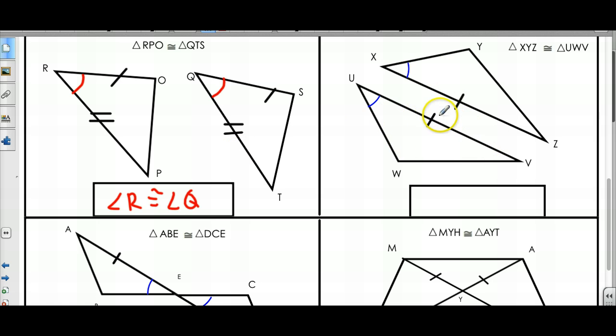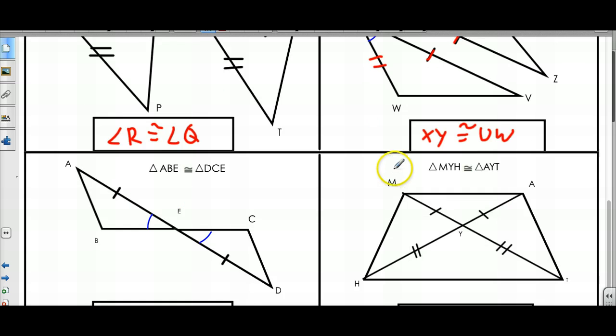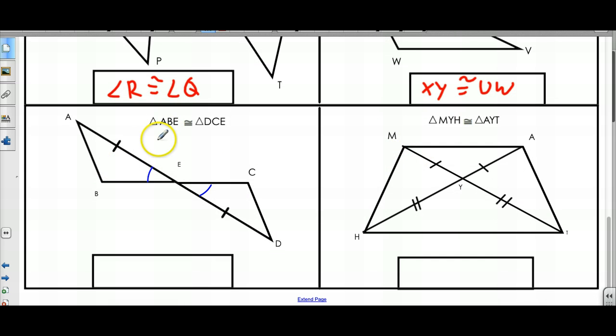Now in this case, I have a side that's congruent and an angle that's congruent, but I need another side for it to be side, angle, side. So look at this. I need the angle to be between the two sides, and for that to happen, I'd have to choose this side, and this side. That would make the angle between the two sides. So I would need to know that XY is congruent to UW to prove that these two triangles are congruent using side, angle, side.